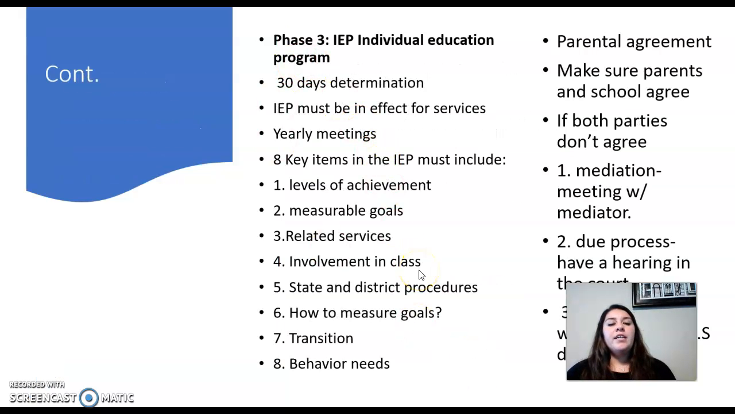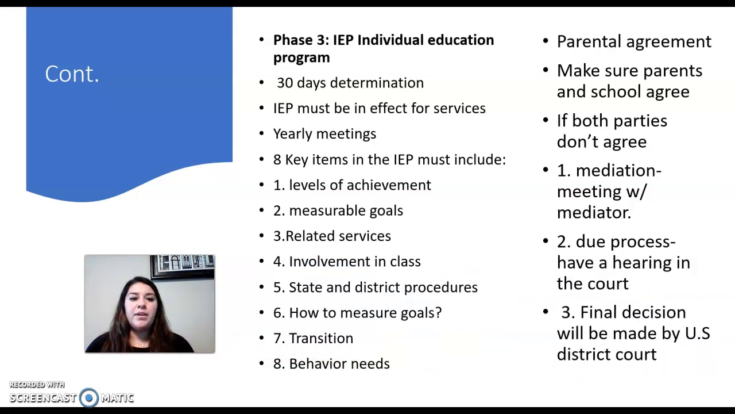Okay, phase 3 is the IEP itself. So the teacher or the person who is reaching out to the parents has 30 days to determine what the IEP is going to be, if the student qualifies for the IEP or if the student doesn't qualify for the IEP. The IEP must be in effect for services, so students cannot receive extra support or accommodations and modifications until the IEP is set in stone. And once the student has an IEP, there will be yearly meetings.